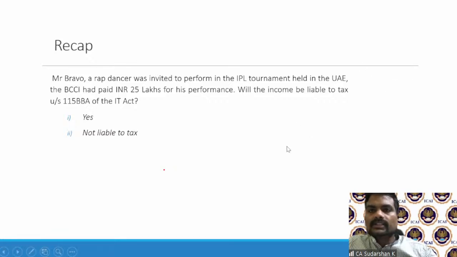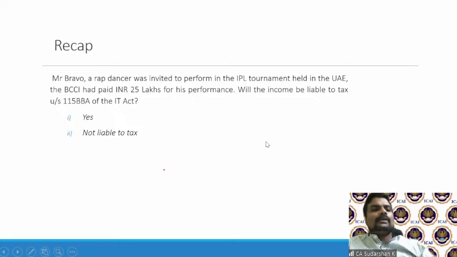Now, if you look at this question, Mr. Bravo, a rap dancer, was invited to perform in the IPL tournament held in the UAE. The BCCI had paid INR 25 lakhs for his performance in the inaugural opening ceremony. Will the income be liable to tax under Section 115BBA of the Income Tax Act? Obviously there are two answers, yes, taxable or not taxable. Please give in your answers as well. It will help you understand how well you have tried to grasp those provisions.